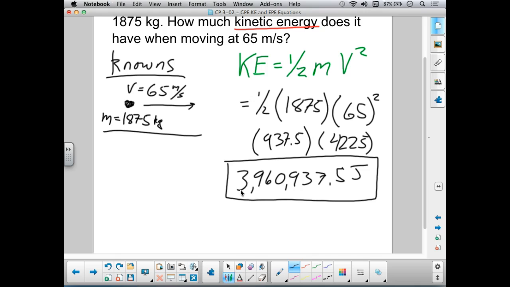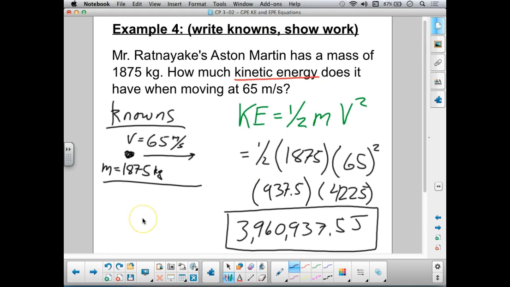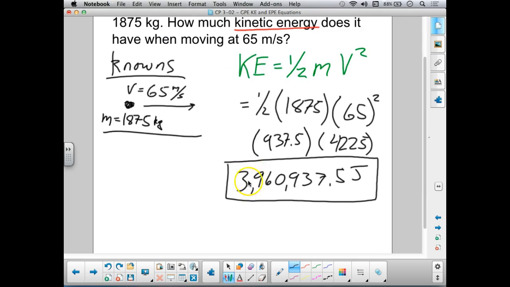Why does it have so much energy compared to the other examples that we have seen? Notice that it has a very large mass compared to the other examples that we've seen. And also it's moving very fast. 65 meters per second, again, is around 130, 140-ish miles per hour. So it's both quite massive and very fast. So we do end up with a lot of energy.